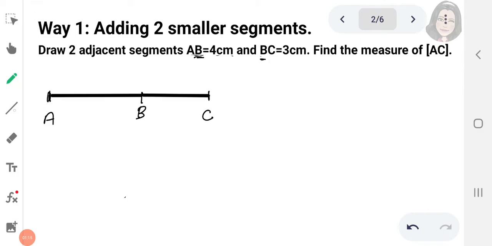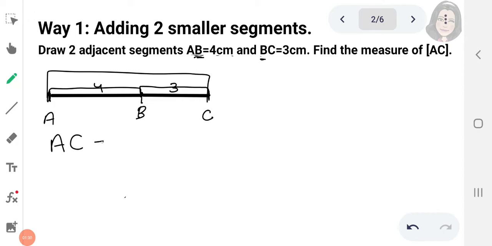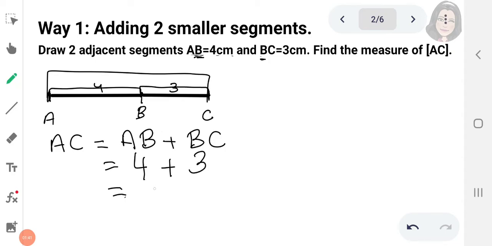Now, what information do I have? I know that the segment AB measures 4 centimeters, so this is 4, and I know that BC measures 3 centimeters. What am I asked to do? I'm asked to find the measure of the big segment AC. So what I'll do, I will say that AC is adding those 2 smaller segments together, AB plus BC. The measure of AB is 4 centimeters plus the measure of BC 3 centimeters, so the measure of the big segment AC is 7 centimeters.